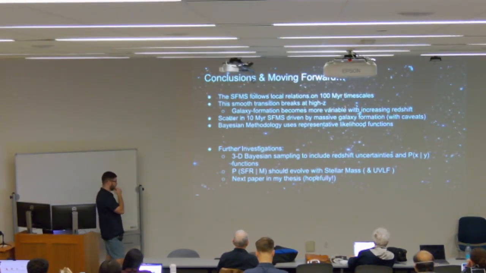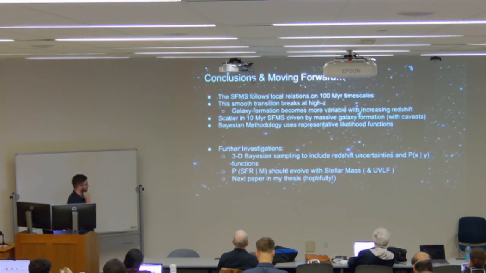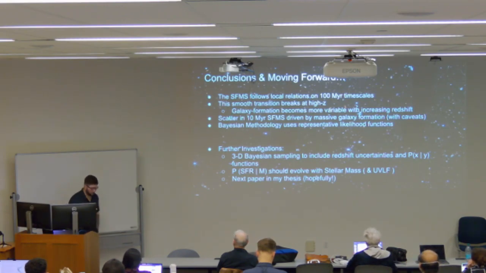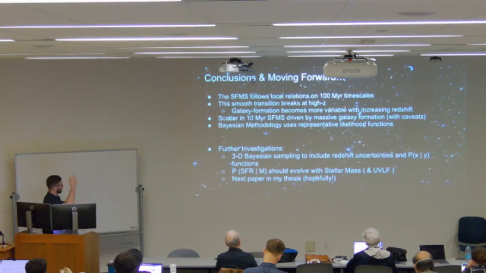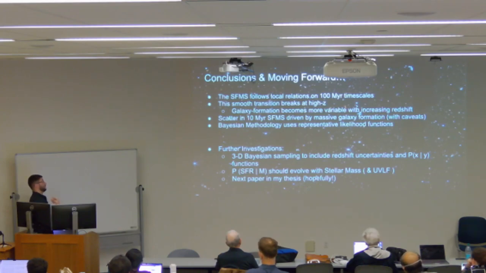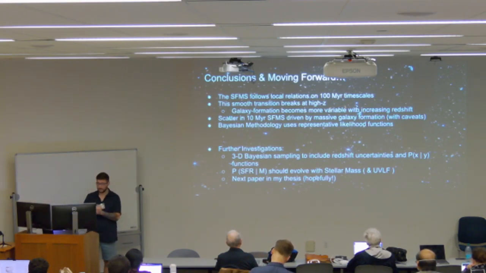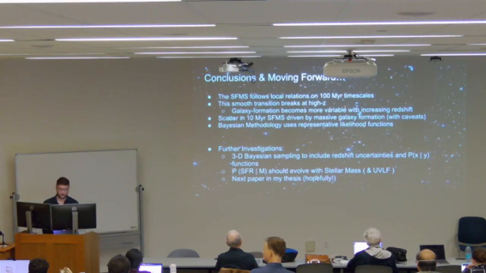So some conclusions and what we plan on doing next, and I apologize for how fast I just screamed through this, but we see that what we expect from local relations on 100 megayear timescales is what we find at higher redshifts. We see the normalization going up and the slopes potentially flattening, but this smooth transition kind of breaks at high redshift, where our claim is that galaxy formation becomes much more variable.